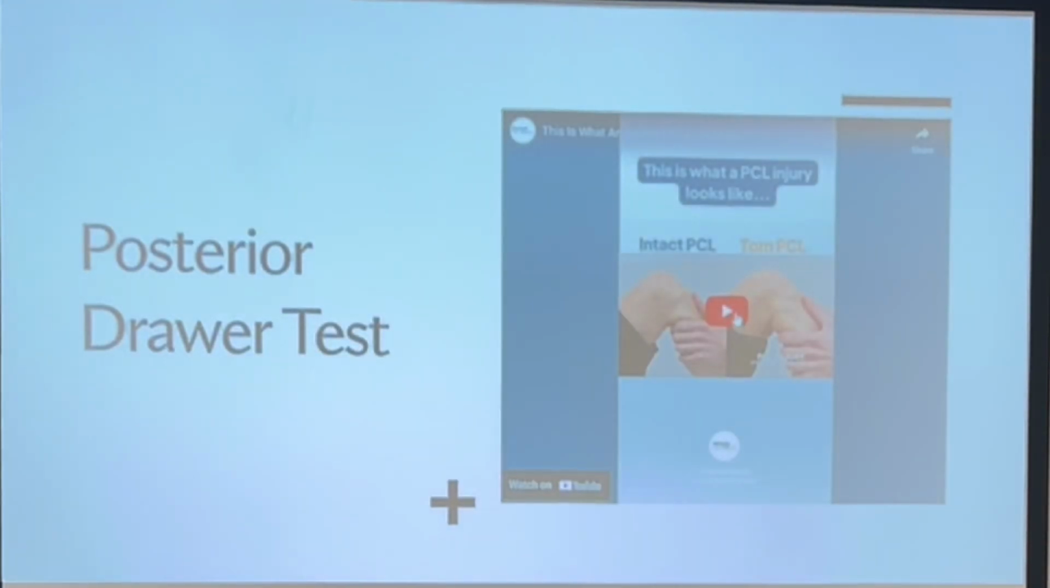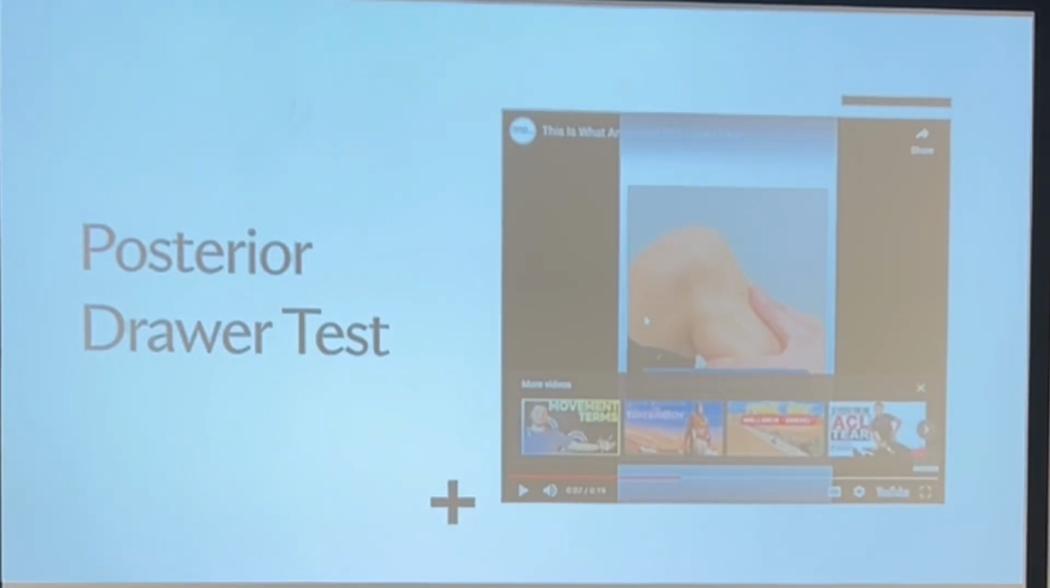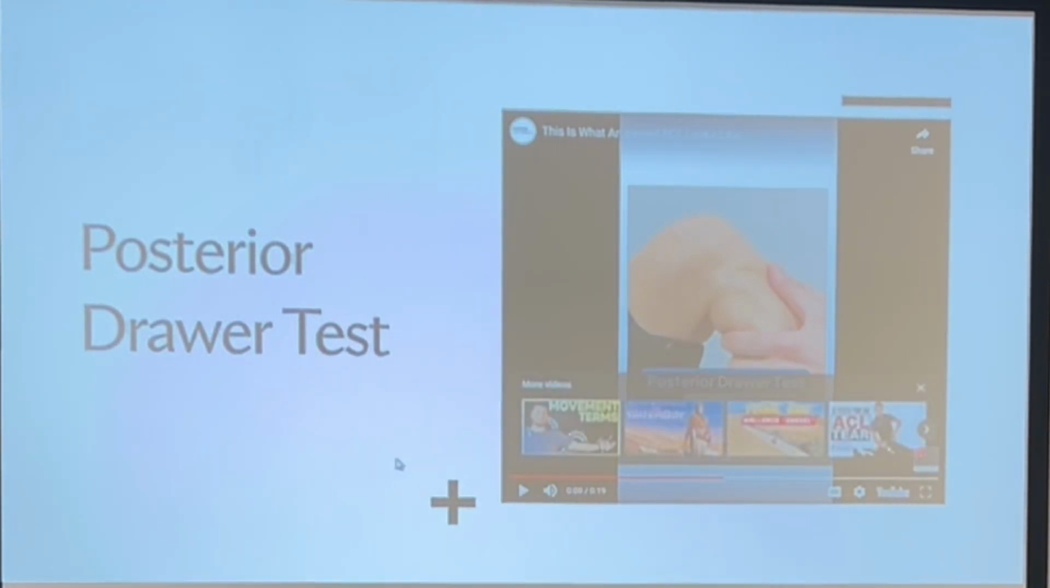I inserted a video of a posterior drawer test. And as you can see, there is no structure limiting the posterior translation of the tibia on the femur. So we have a ruptured, grade 3, complete rupture of the PCL.